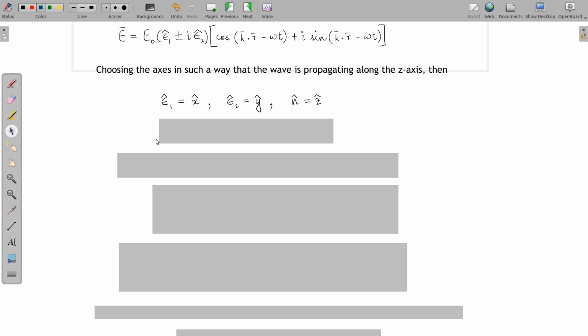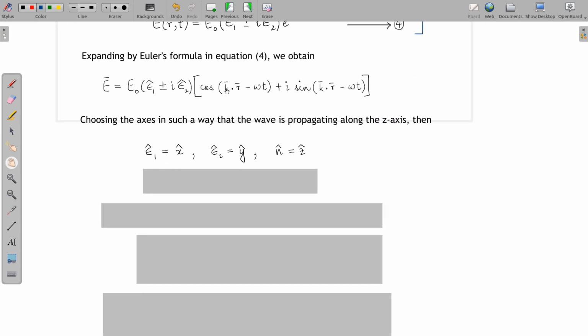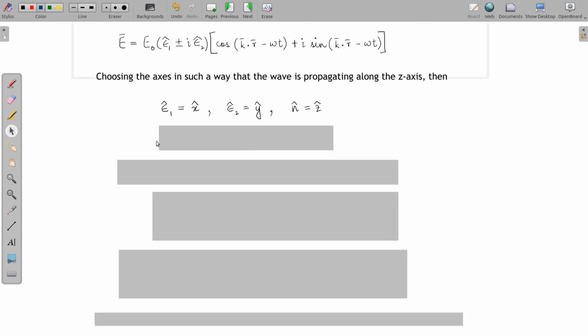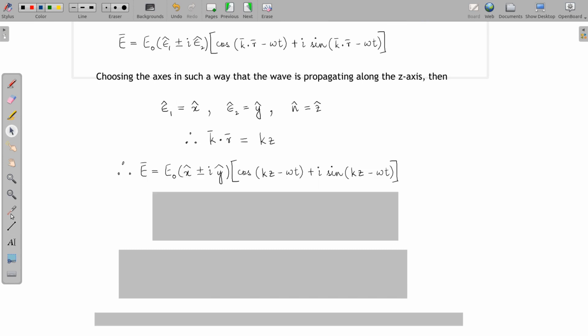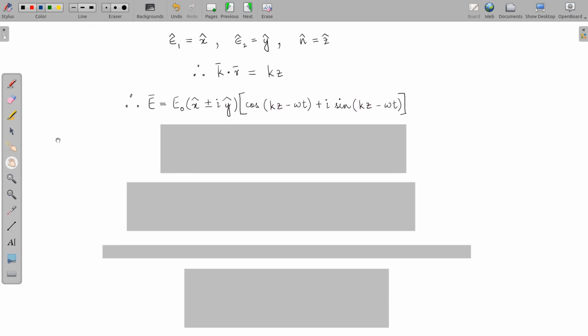In that case, what is going to happen is this quantity, that is k dot r, is going to turn out to be equal to simply kz. K dot r is going to become equal to kz. So then this particular equation is simply going to become this, that is, epsilon 1 we replace with x cap, epsilon 2 we replace with y cap, and k dot r we replace with kz, and same thing over here also. So we have kz in both the trigonometric terms.